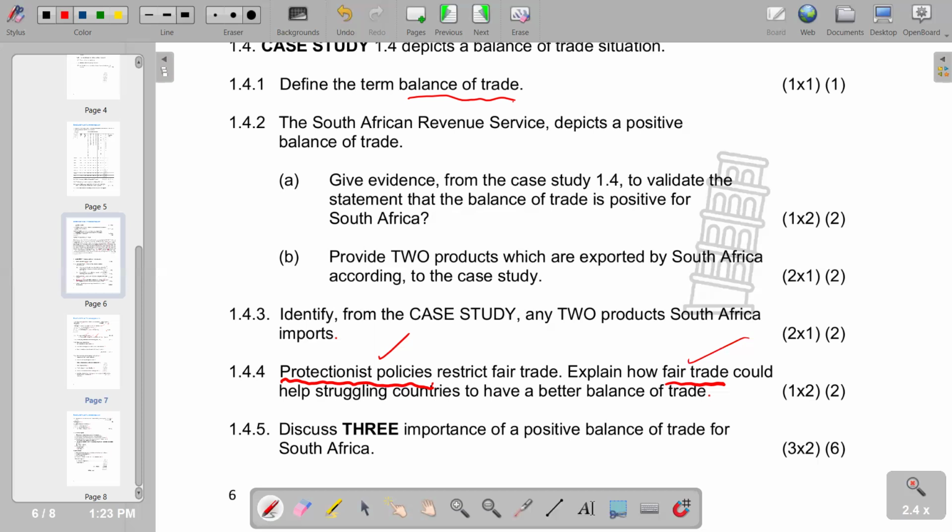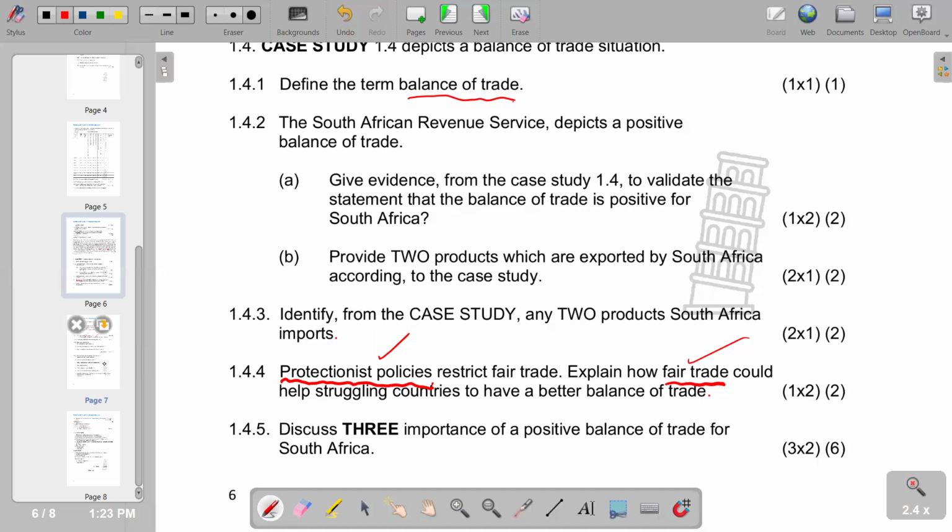So in terms of our question now, it is explain how fair trade could help certain countries to have a better balance of trade. And obviously, certain countries are going to be helped in the sense that they increase their exports, so that if there is a trade deficit, it can be corrected, resulting in a surplus there. So that can only be done by increasing their exports.